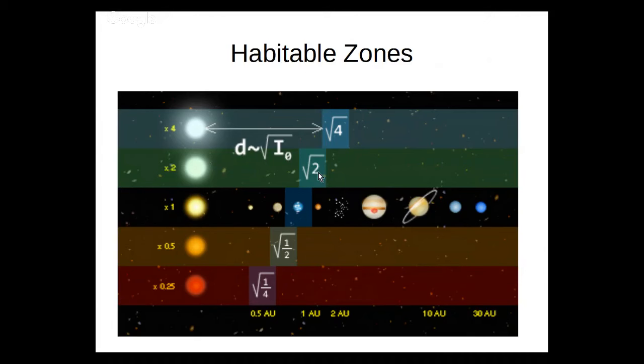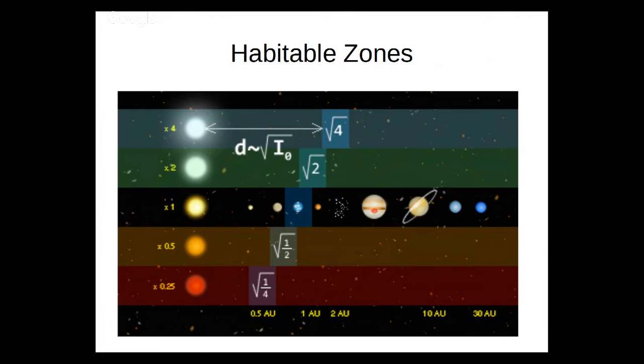If it's 2 times, then the distance would be the square root of 2, 4 times the square root of 4, etc. So depending on the star size, the habitable zone gets moved out. Likewise, if the star is smaller or dimmer, it moves inwards. You can see on this one that it's only 0.25 times the size of our own sun. That would only be at half an astronomical unit, so it's like half of our distance to the sun. So those planets move in or out.